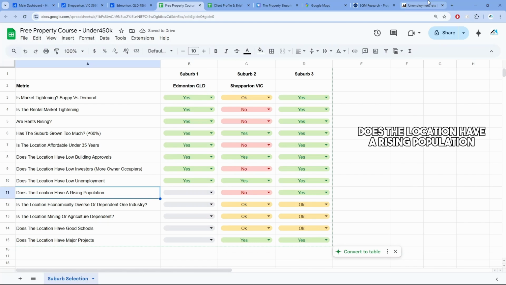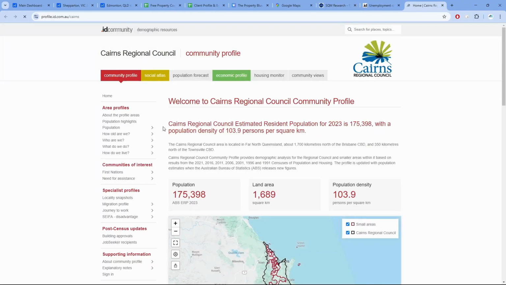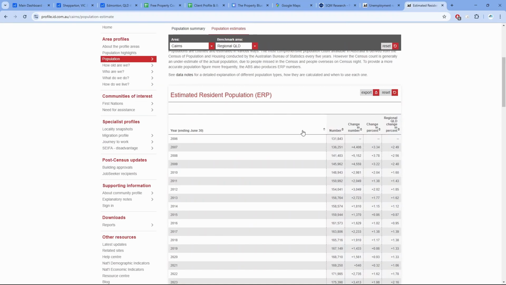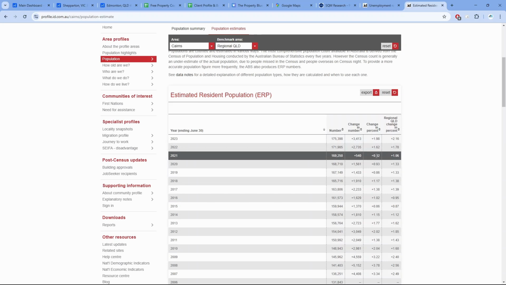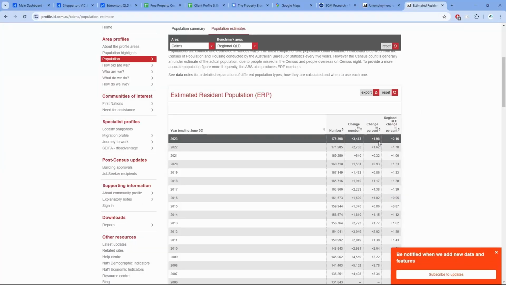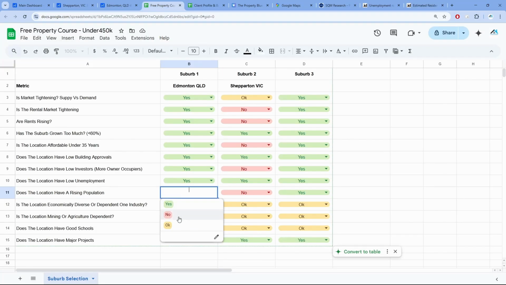Does the location have a rising population? In a very similar fashion, we can look at economic ID or other sites as well and look at population estimates. If we just put this up to here, over the past couple of years, we can see that there's about roughly 0.5 to 1% growth, or a bit over 1% growth. That's pretty good. It's not terrible, it's not great either. It's just average. So what I'm going to do is put it's okay.